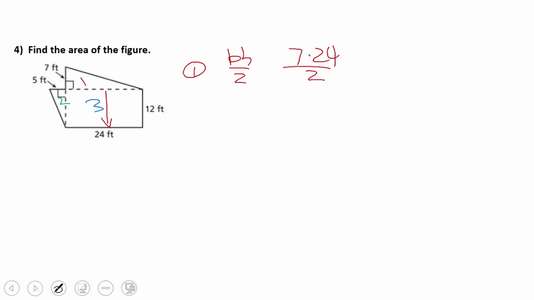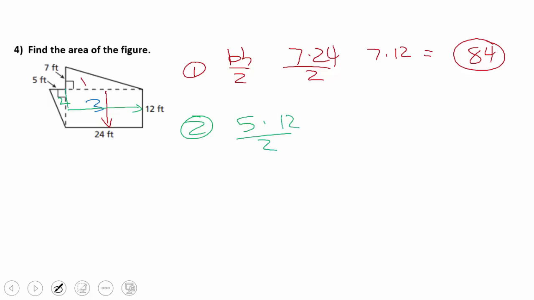Dividing by 2, that's 7 times 12, which is 84. All right? Let's go to shape 2. That's another triangle. So the base of that is 5 times the height, again, straight across, because that 12 and that dotted line is the same. 12 divided by 2, that is 5 times 6, I'm sorry, which is 30.